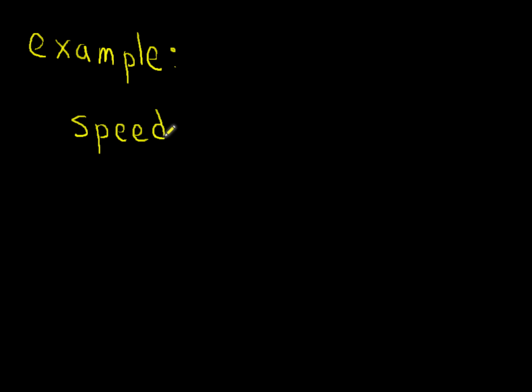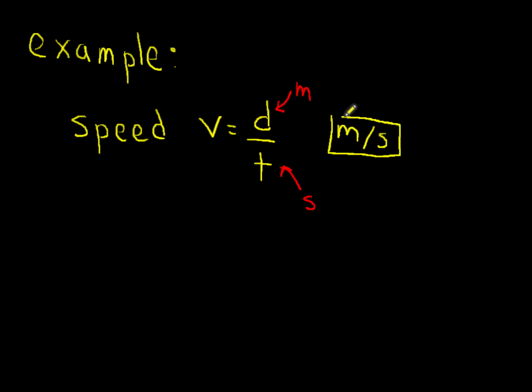Here are some examples of derived units that we use in physics. For speed, we construct units by examining the speed formula, v equals d over t. The base units are d, which is meters, and t, which is seconds. The derived unit that's constructed for velocity is therefore meters over seconds, or meters per second.